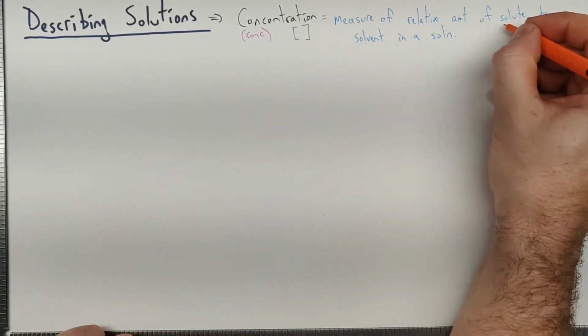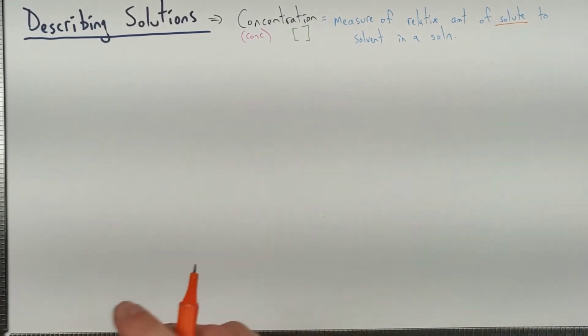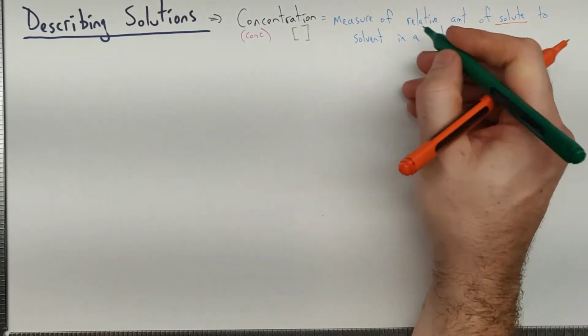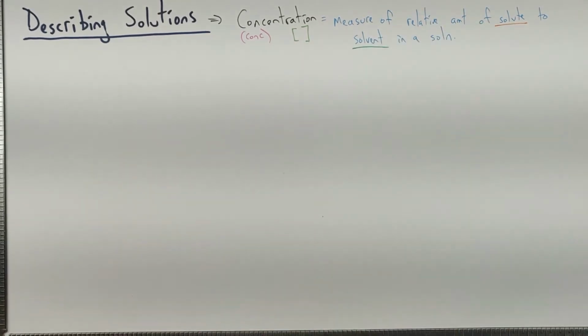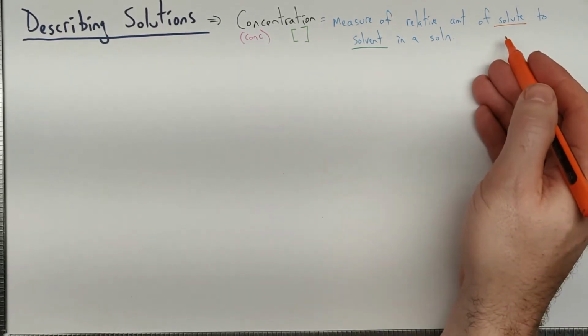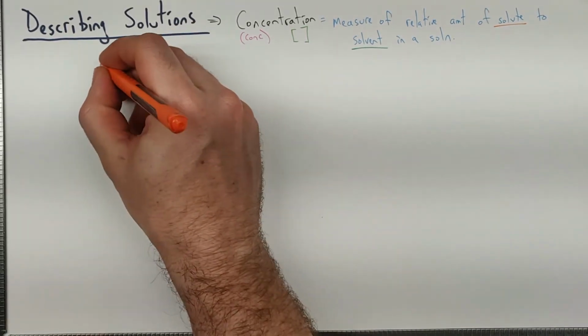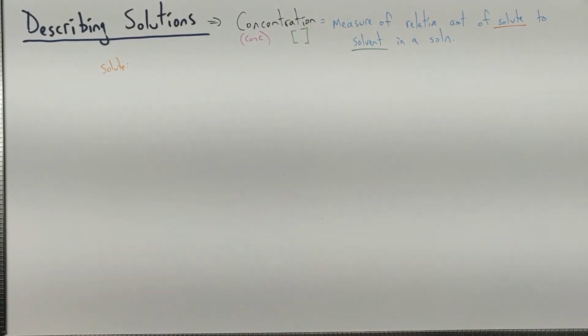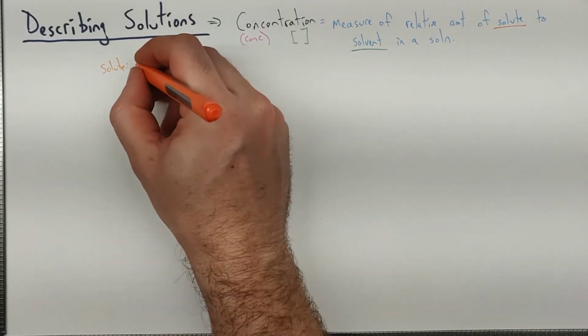And that brings up two vocabulary words that we need to address right off the bat, and those words are solute and solvent. And I'll look at a real-world example here in a moment, but let's get at least the skeleton of these vocabulary terms laid out. What is a solute? A solute is the species that dissolves or dissociates in the solvent.